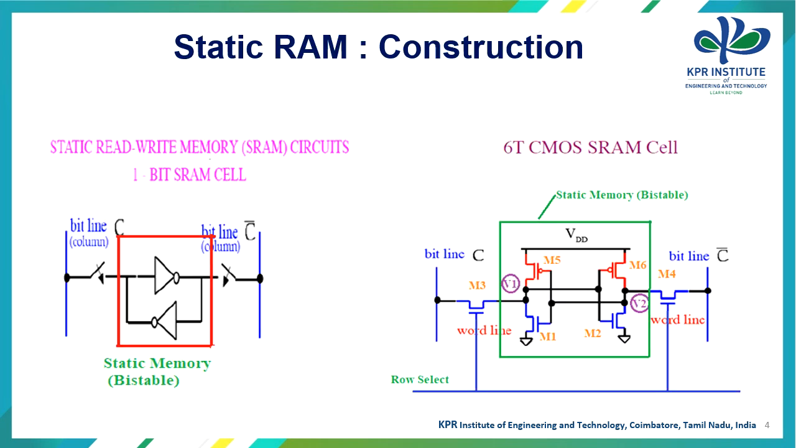Let's move on to the static RAM construction. On the left-hand side, we can see a 1-bit SRAM cell construction where the inverters are connected back to back. We call that a static memory, and it can also be called a bistable. On the left and right of the two inverters, we have bit lines, which are used for accessing the data as well as writing the data. On the right-hand side, we can see a 6-transistor CMOS SRAM cell. This is connected with the help of inverters, and additional transistors are added to the circuit. Let us see this in detail in the next slide.